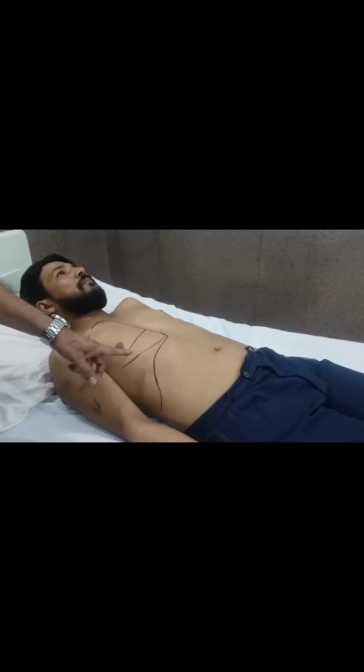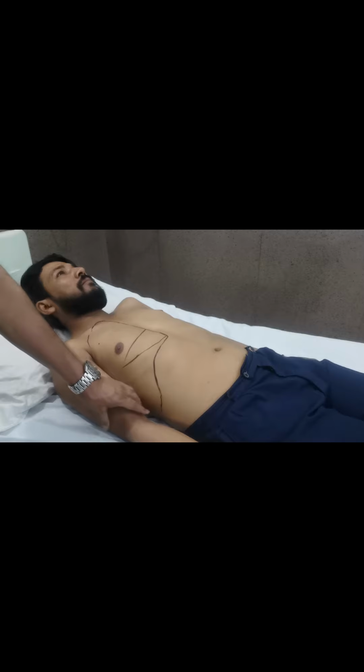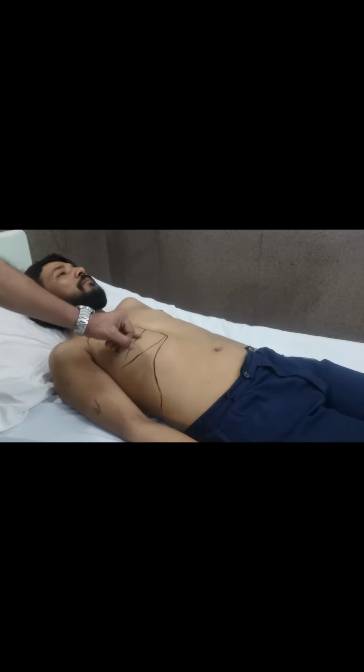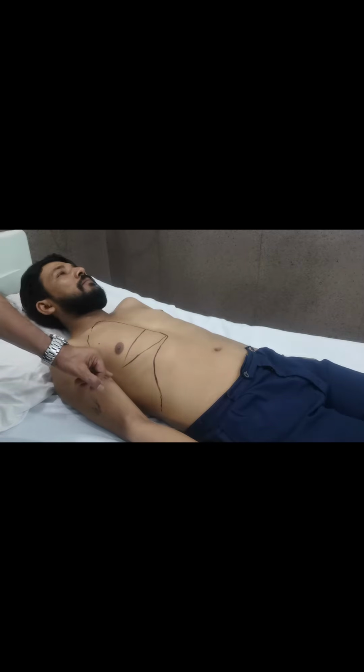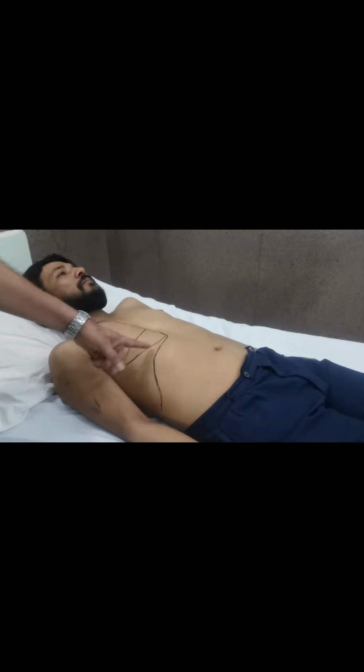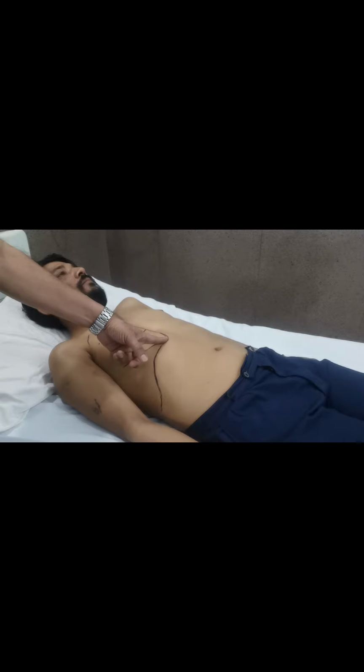Then there are two fissures. One is the oblique fissure and the other one is the horizontal fissure. The oblique fissure starts posteriorly at the spine of the second thoracic vertebra. It comes down obliquely anteriorly and joins the lower margin and anterior end of the sixth rib.